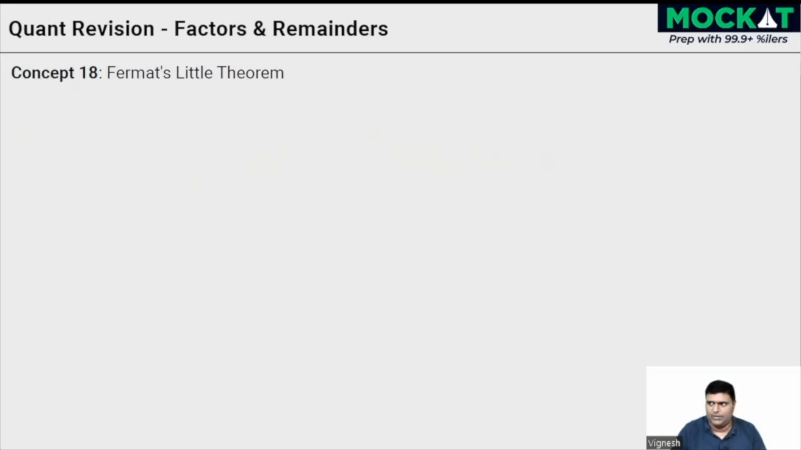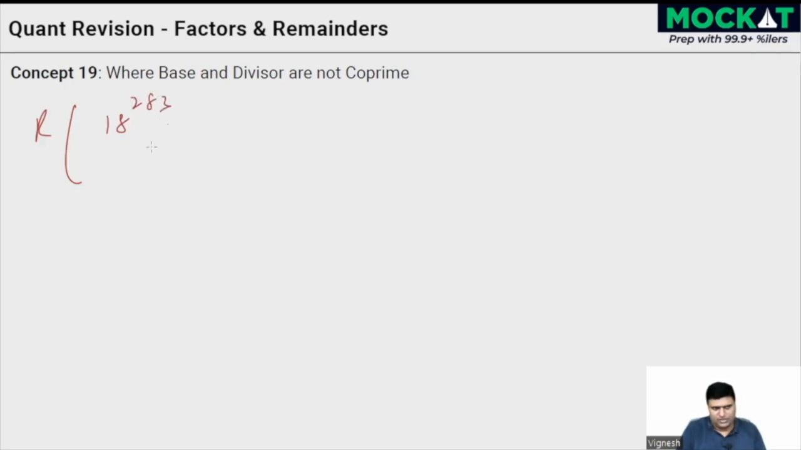All right. So moving to the next concept. What if the base and the divisor are not co-prime? We could use Fermat's little theorem only when they are co-prime. Let's take up an example. 18 to the power of, let's say, 283 divided by 45. 18 and 45 are not co-prime because 9 is there. So in which case, when you have 45 over here, you have to break it as 3 square, 9, into 5. First step is to prime factorize them.